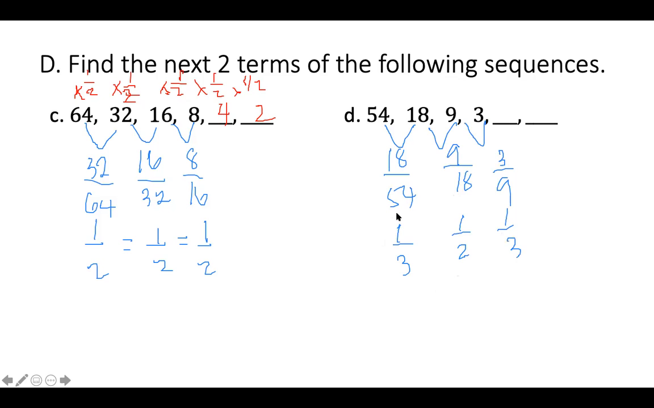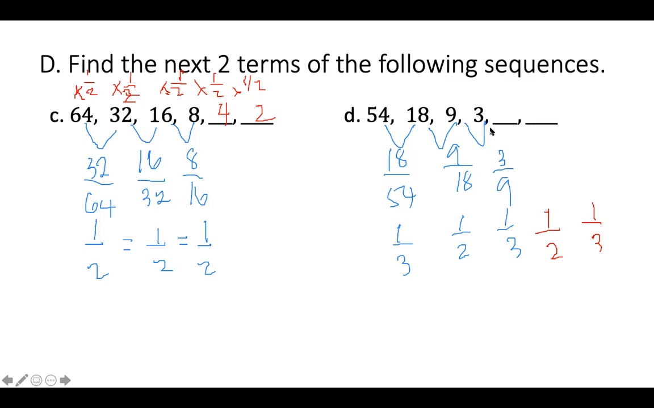So here in letter D, there's no common ratio. However, there could be a pattern. The first one is 1/3, the second one is 1/2, and the next one is 1/3. So this could be 1/3, 1/2, 1/3, and the next one is 1/2, right? That could be a pattern. And the next one is 1/3. So that's alternating 1/3, 1/2, 1/3, 1/2.